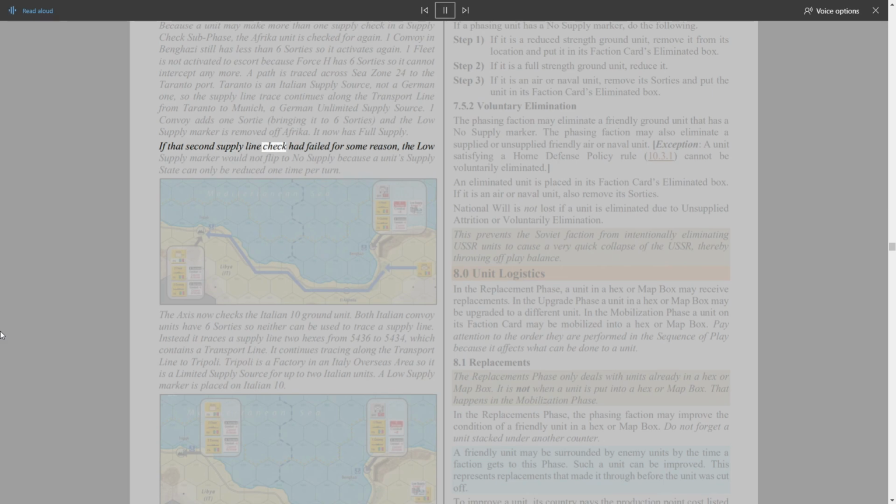If that second supply line check had failed for some reason, the low supply marker would not flip to no supply, because a unit's supply state can only be reduced 1 time per turn.